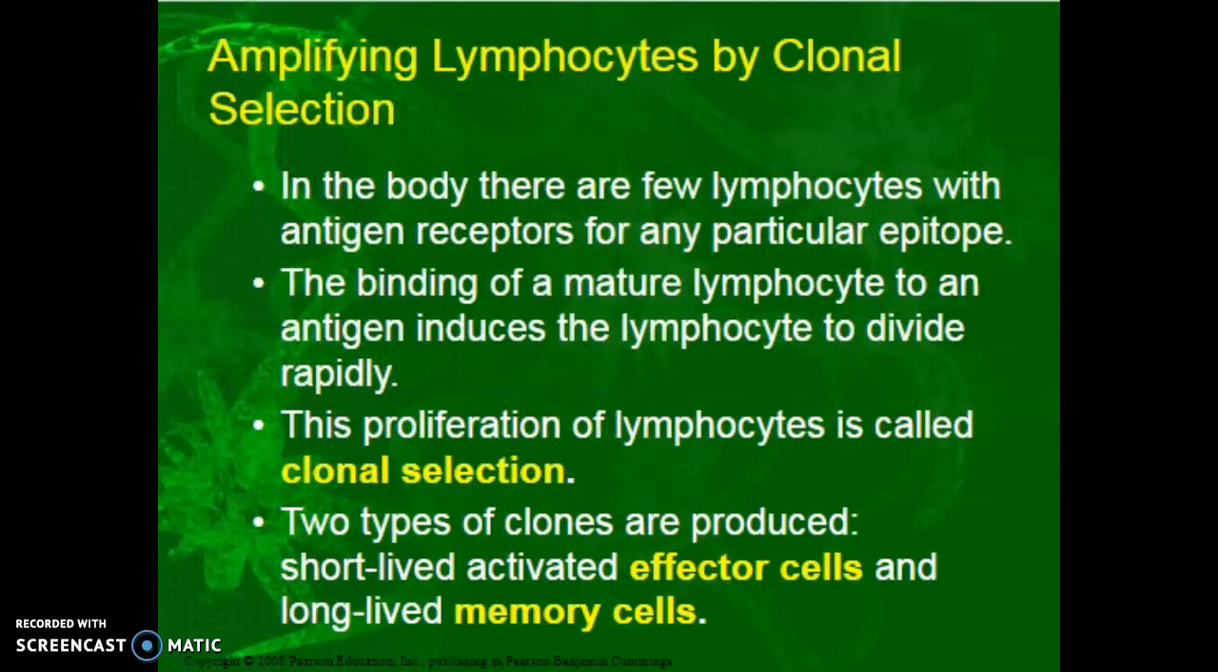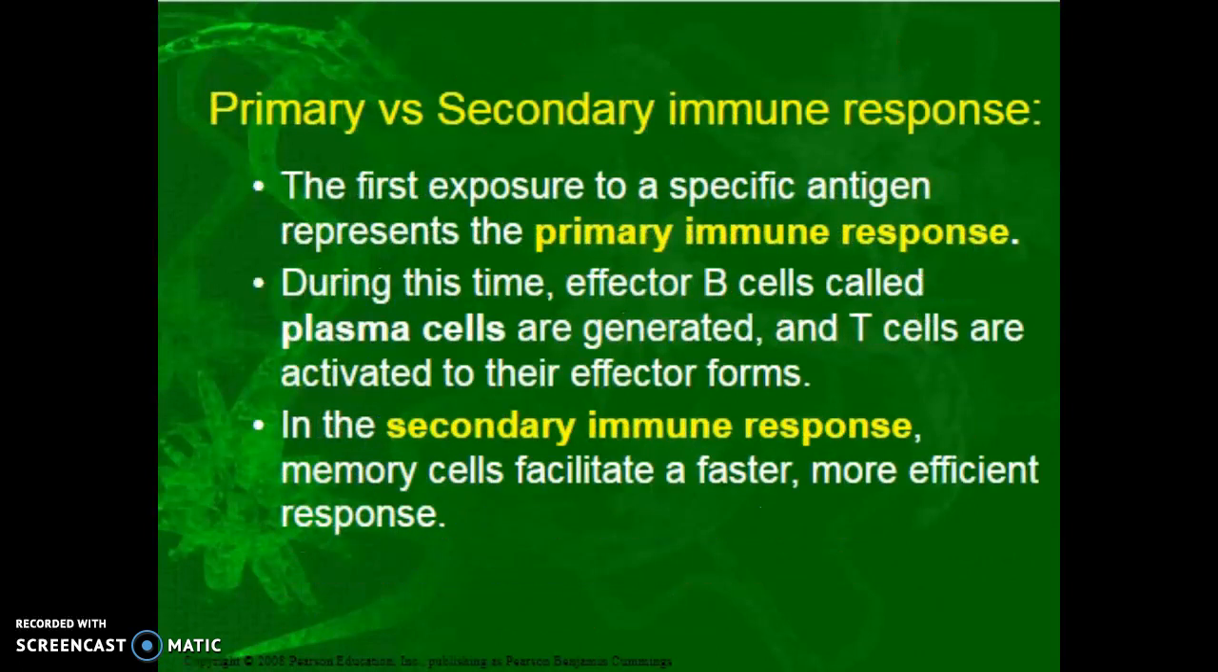Sorry, I messed up my slides here. So notice that there are two types of cells, effector cells and memory cells. The short-lived effector cells are going to cause the effect. They're going to fix the problem. They're going to destroy the invader. Memory cells are going to be around for a long time, and they're going to accelerate our response to our next exposure.